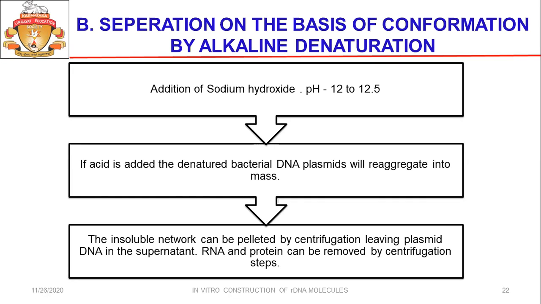If acid is added, then the denatured bacterial DNA will re-aggregate into a mass. Now this insoluble network can be pelleted by centrifugation, leaving plasmid DNA in the supernatant, and RNA and protein are removed by centrifugation steps.